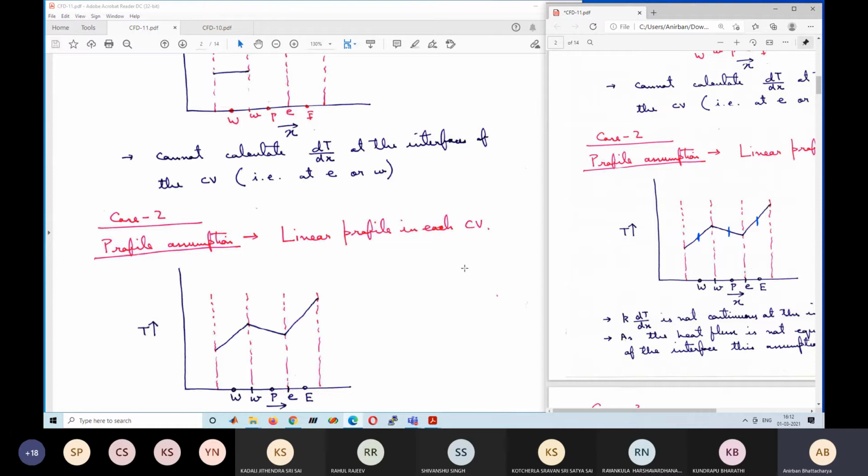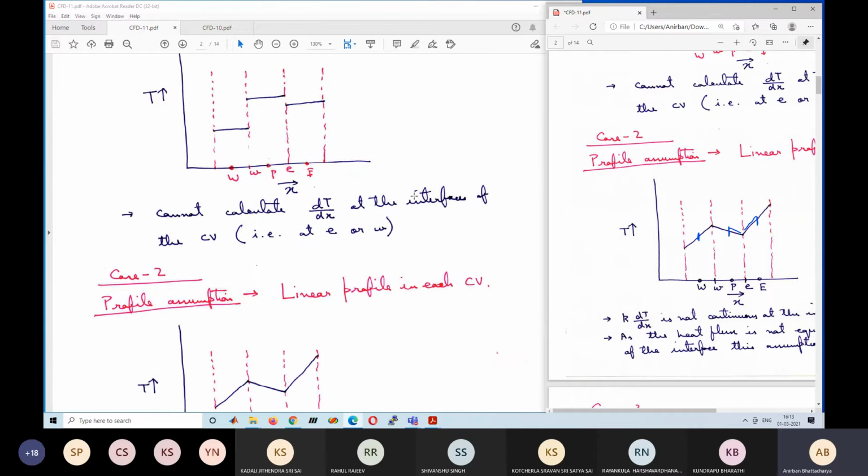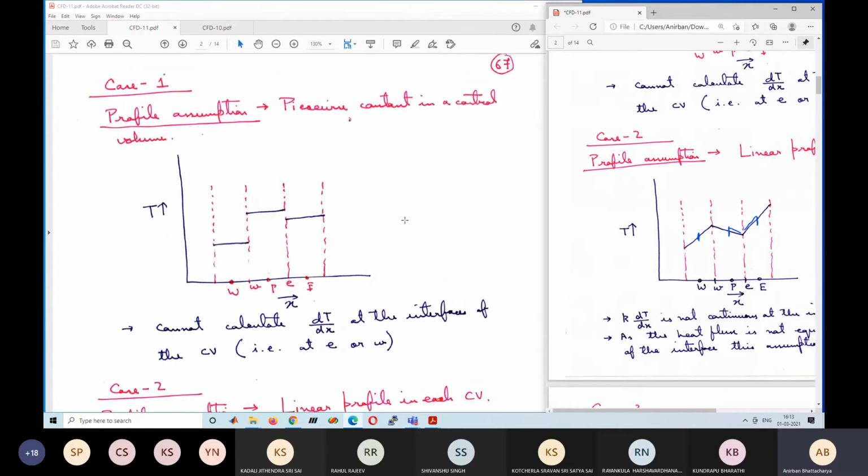What will be the value of dT/dx at small e? If we calculate dT/dx from the side of P, from this side, the slope is different. If we calculate dT/dx from the other side, the slope is different, right? So at the same point E, we have two values of dT/dx, which cannot be true, right? I cannot have two different fluxes at the same point.